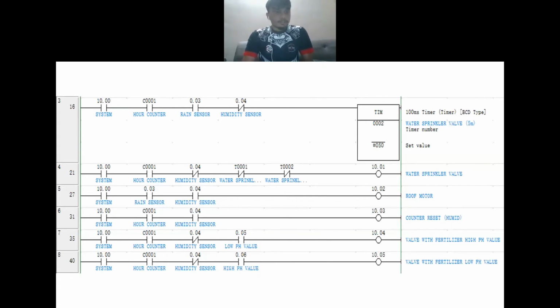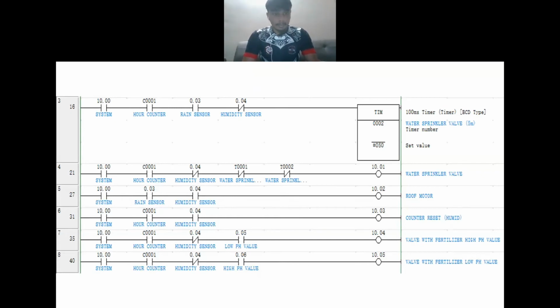And for rung... okay, we'll go for the water sprinkler part, and the next part will be the fertilizer part, where in rung 7, if the pH value sensor tests low, we can change the low pH value push button, the switch in rung 7, from 0 state to 1 state, and the output will be the valve with filter, high pH value will trigger and it will flow to the crops.